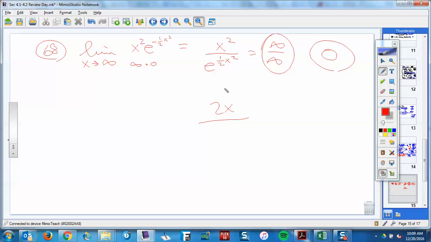Do the derivative of the top and the bottom. Now, e to the u, remember, is e to the u times u prime, which would be 2x. 2 times a half would be just x, right? Negative? No, because I put it at the bottom. So that's the derivative of the top. Now we have to check it, remember? So x goes to infinity, that's infinity, and this is still infinity. So I could do L'Hopital's rule again.